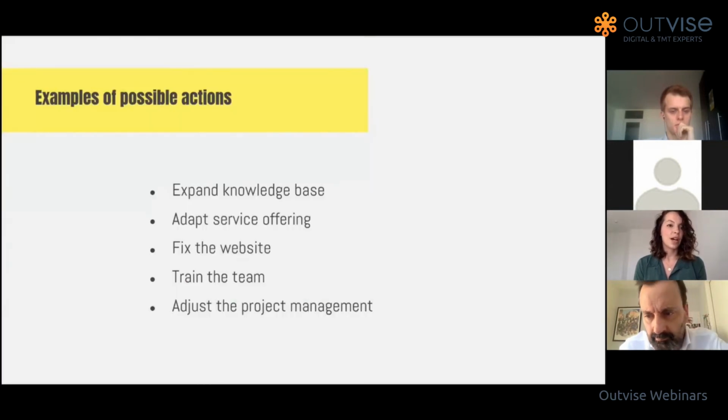So yeah, examples of possible actions are, for example, you can expand your knowledge base. If you feel that something was missing, this is the easiest way to do this. Then you can also adapt the service offering. By this, you can see that customers were not finding something on your website, they were not satisfied with something, so you can adapt and expand and adjust the offering so they are more satisfied and are likely also to suggest your services to other potential customers.